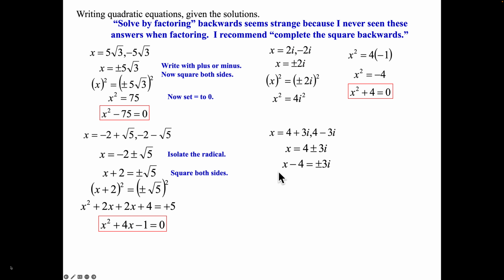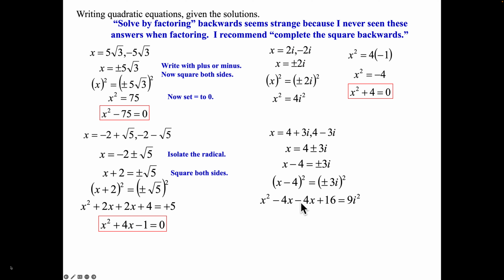Subtract the 4 back over. You want to isolate the radical. That's the i. Square both sides. All right, x squared minus 4x, double it to minus 8x. And then negative 4 times negative 4 is plus 16.